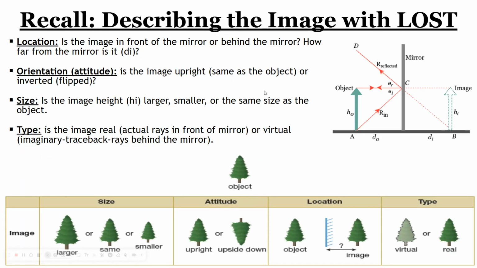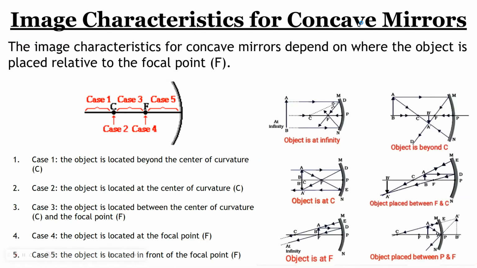When we're describing images for concave mirrors, we're going to use the same trick we used before, LOST or SALT. And what I want you to get is that as we go through the examples, there's going to be a variety of different cases we're going to see. In plane mirrors, the image was always upright, HI equals HO, DI equals DO, and virtual. It didn't matter where the object was in front of the mirror. It was always the same sort of characteristics compared to the object.